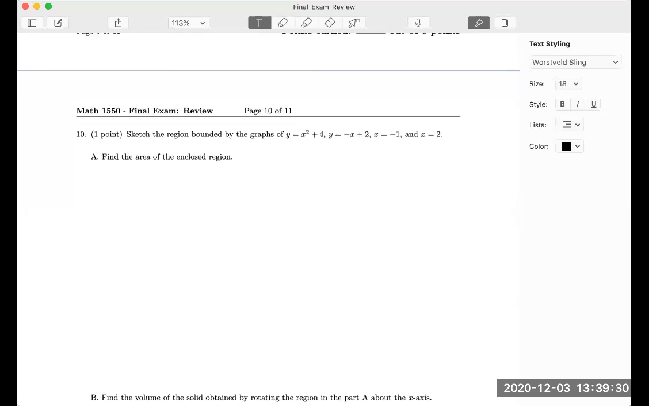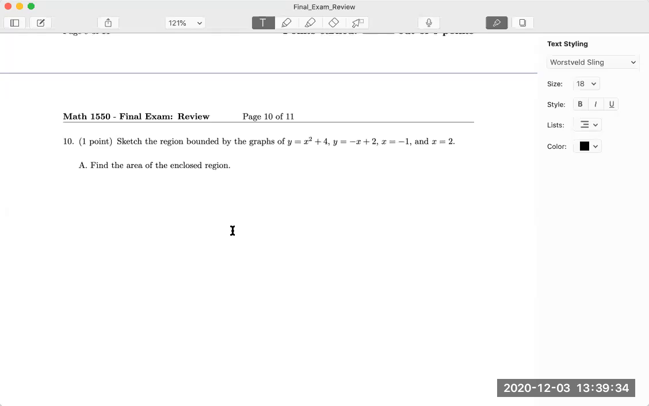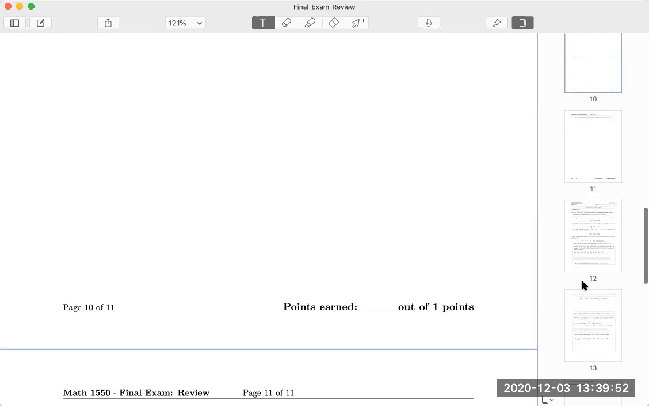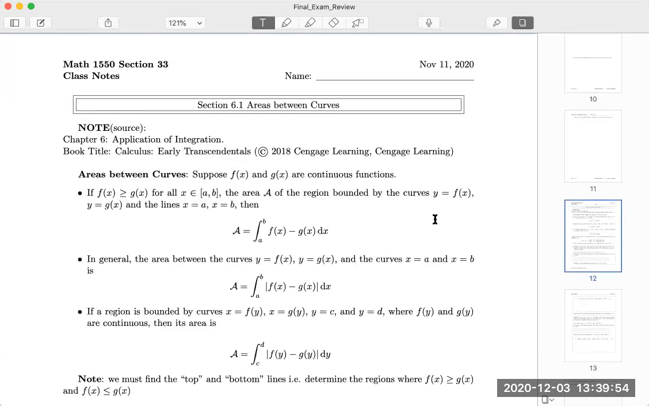So now let us do question 10. Sketch the region bounded by the graph here and another graph from x equal to -1 to x equal to 2. Please look at the notes I gave you about areas between curves.